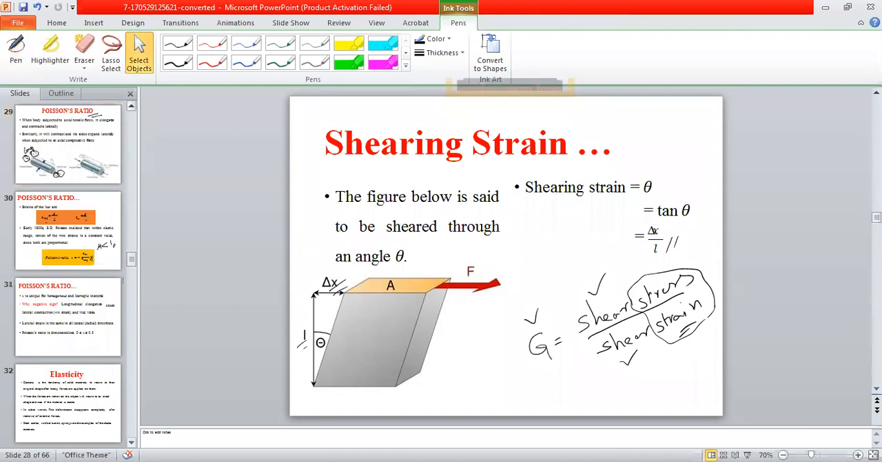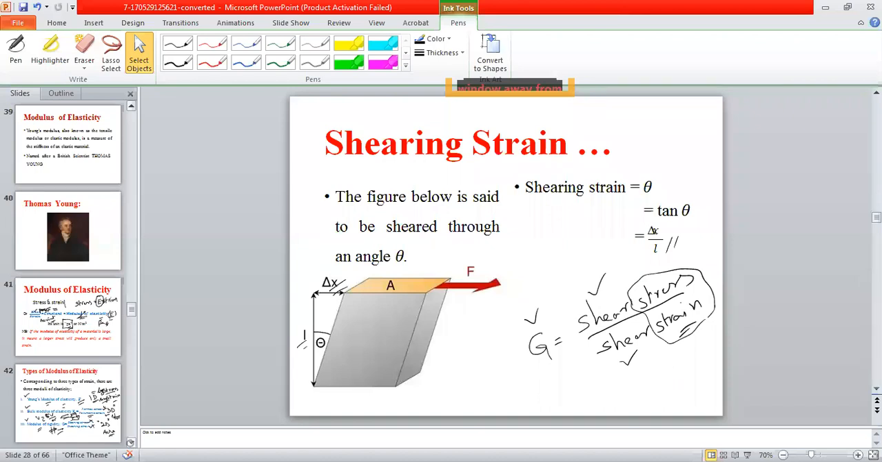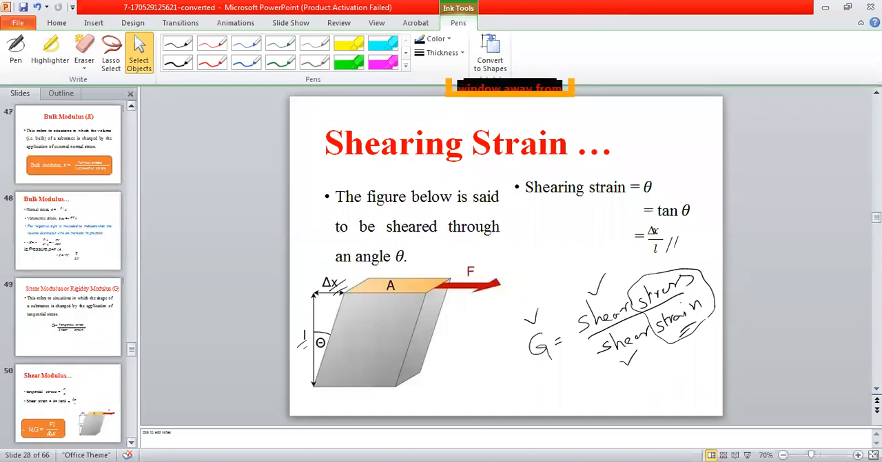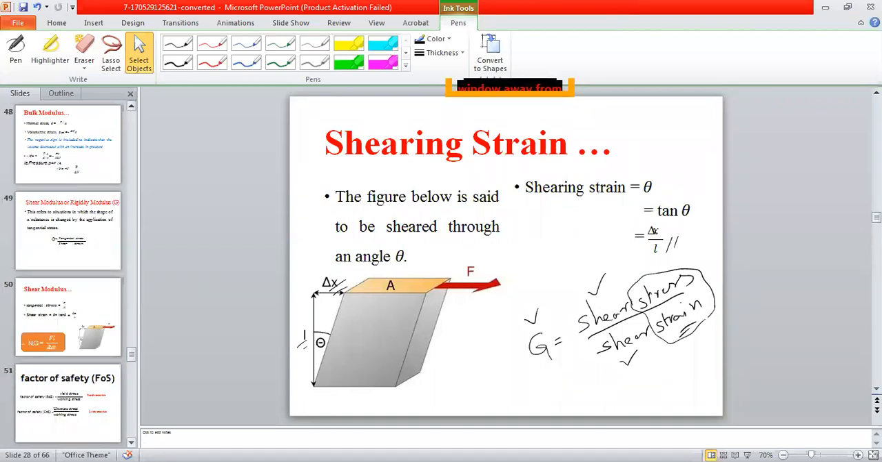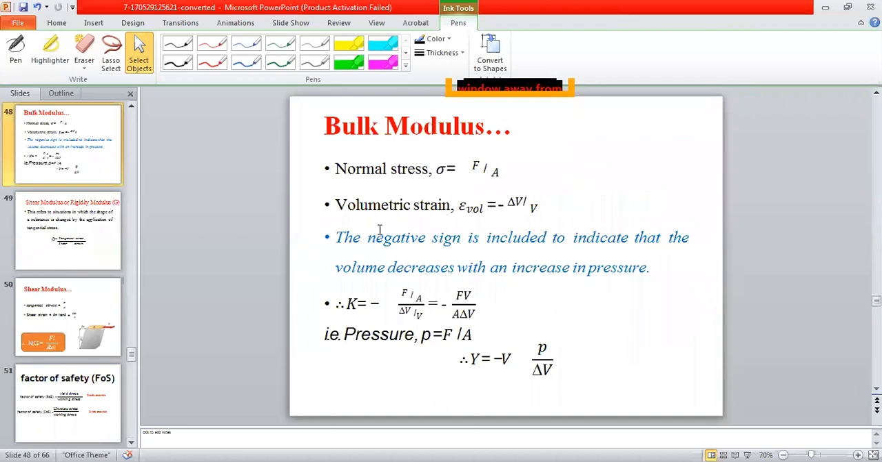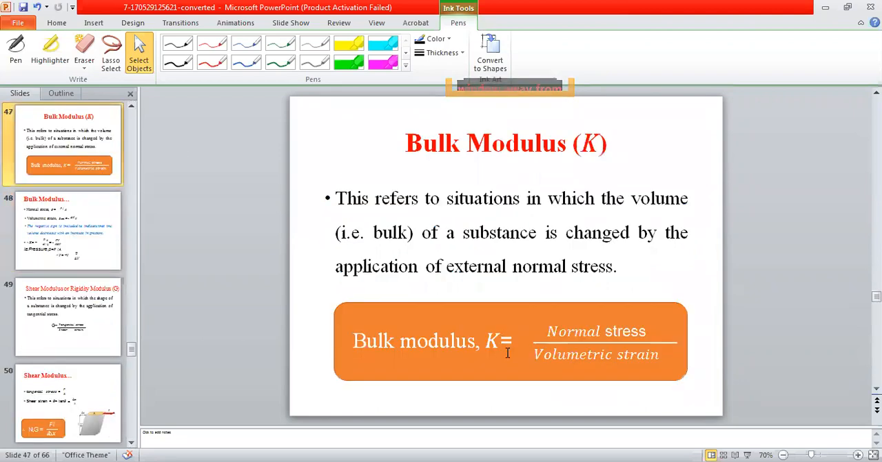Therefore three modulus are available for each and every material. Therefore we need to find out the different modulus for different materials. So the next slide is the bulk modulus. It is represented by capital K, and its formula is K is nothing but normal stress by volumetric strain. So here volume is considered. The volume of that component needs to be considered.